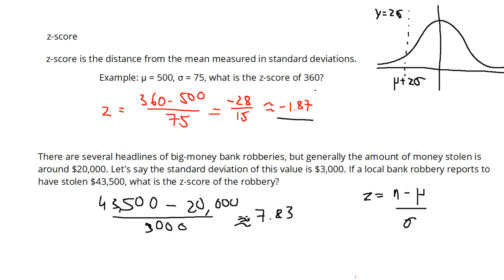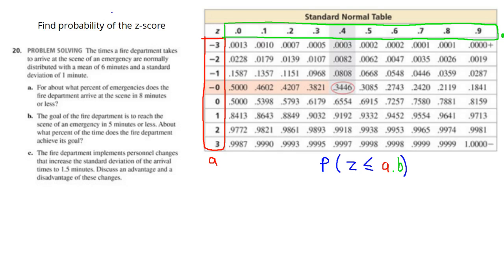Honestly, it's still pretty rare to get 43,500 off a bank. However, it isn't as rare as what the data says, 7.83 standard deviations above the mean. That's about a 1 in 10 billion chance, probably more than that, and I don't even think there have been 10 billion robberies in the entire history of humanity, right? So that's why the question's pretty bad.